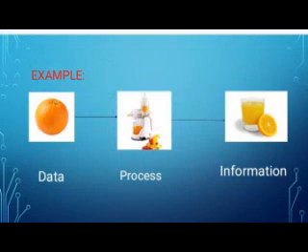So see the example: data, process and then information. First, orange is the data, that is also called the input. The process is a juicer. At last we get the orange juice. So orange juice is the result or information. Once we give input or data, that input or data is processed into information. The orange is juiced into orange juice. This is how the data can be processed into information.